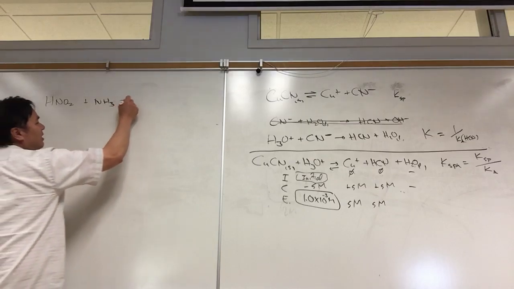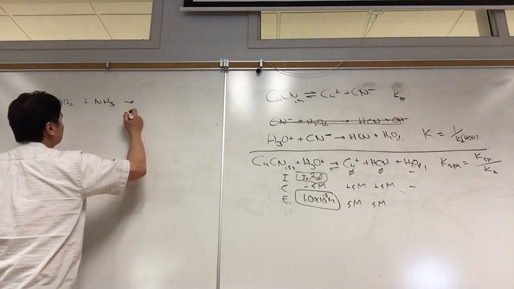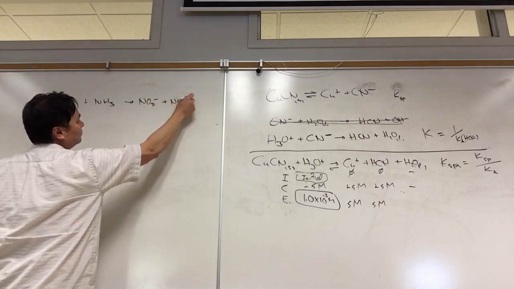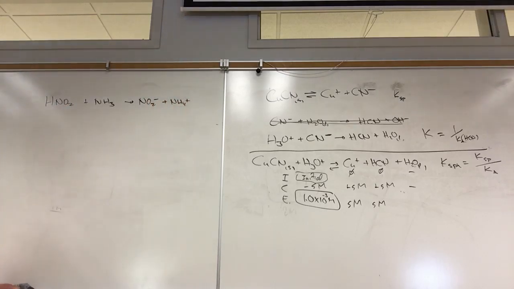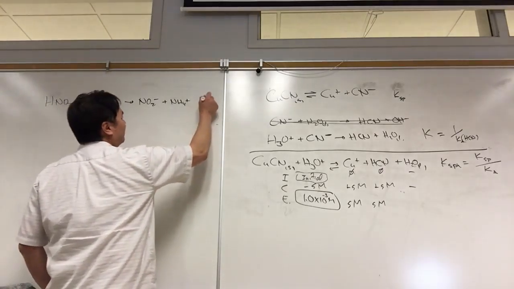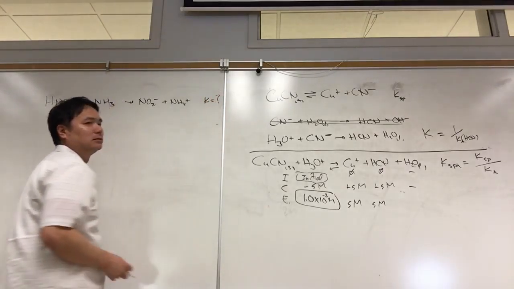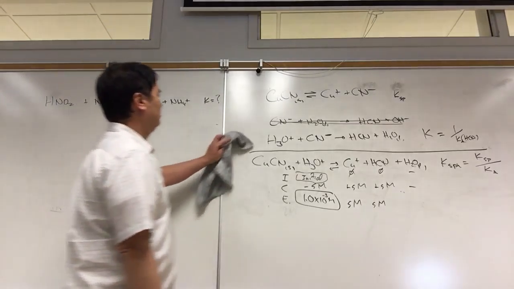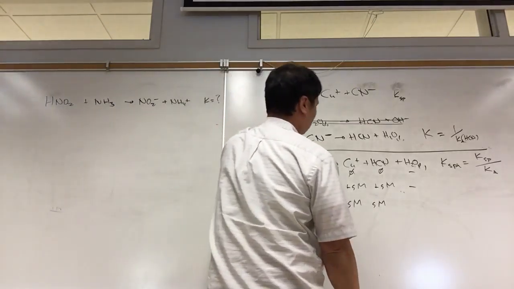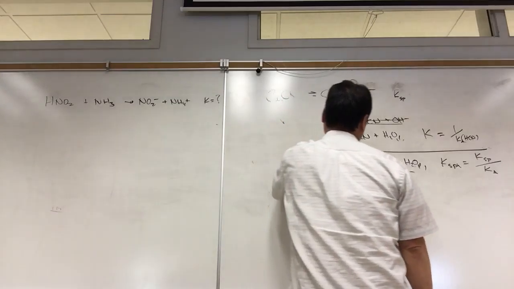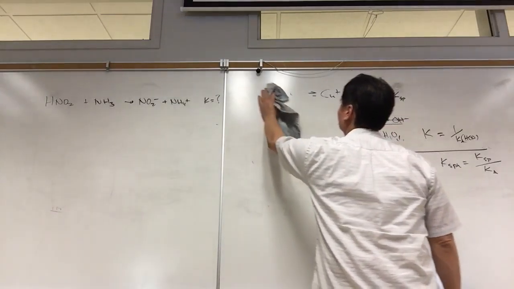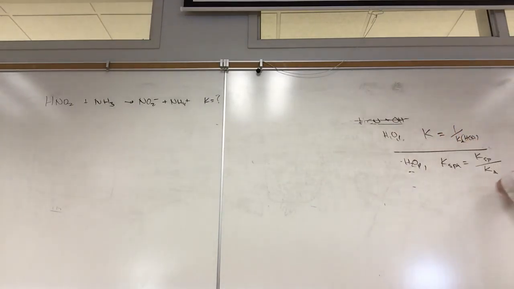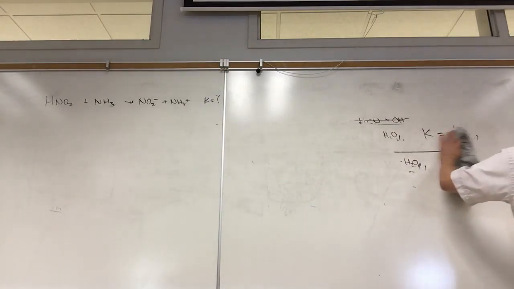But HNO2 plus NH3 is going to yield what? So what is K equal to here? He gave us pKa and then Kb for NH3.